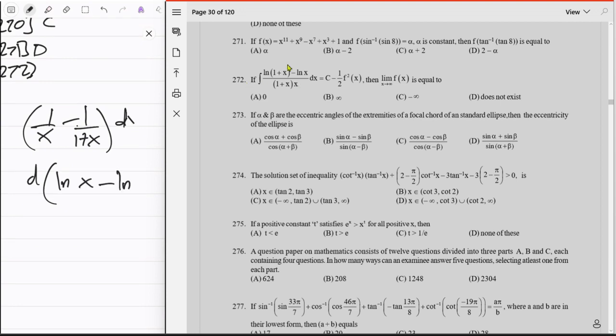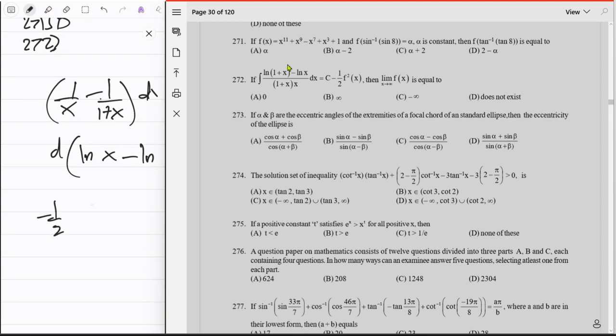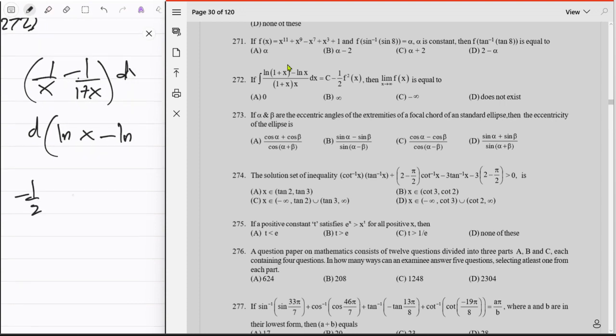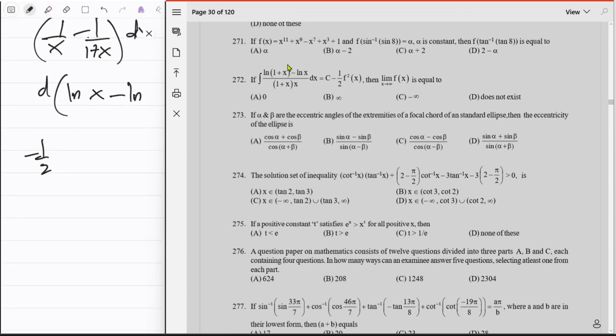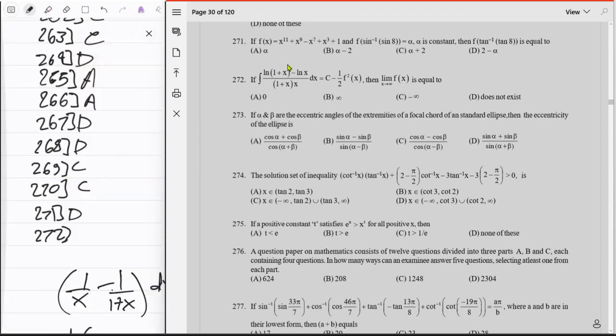मतलब कि यहाँ पे actually क्या होगा? Just negative 1/2 of natural log of 1 plus x upon x का square. Right. So our function is just natural log of 1 plus x upon x. So as x tends to infinity, it just becomes 0. So A is the answer. Next question.